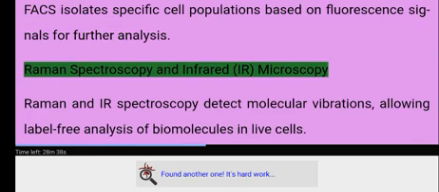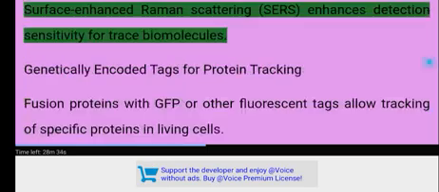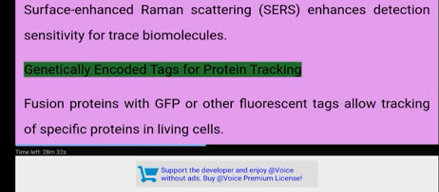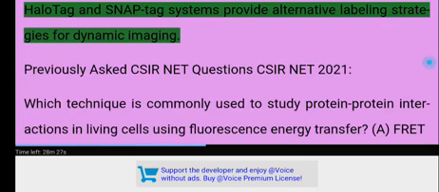Raman spectroscopy and infrared (IR) microscopy. Raman and IR spectroscopy detect molecular vibrations, allowing label-free analysis of biomolecules in live cells. Surface-enhanced Raman scattering (SERS) enhances detection sensitivity for trace biomolecules. Genetically encoded tags for protein tracking. Fusion proteins with GFP or other fluorescent tags allow tracking of specific proteins in living cells. HaloTag and SnapTag systems provide alternative labeling strategies for dynamic imaging.